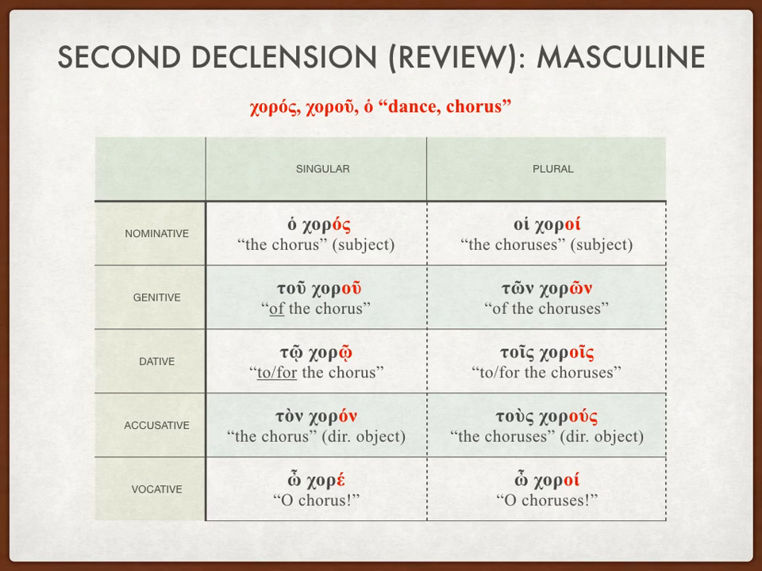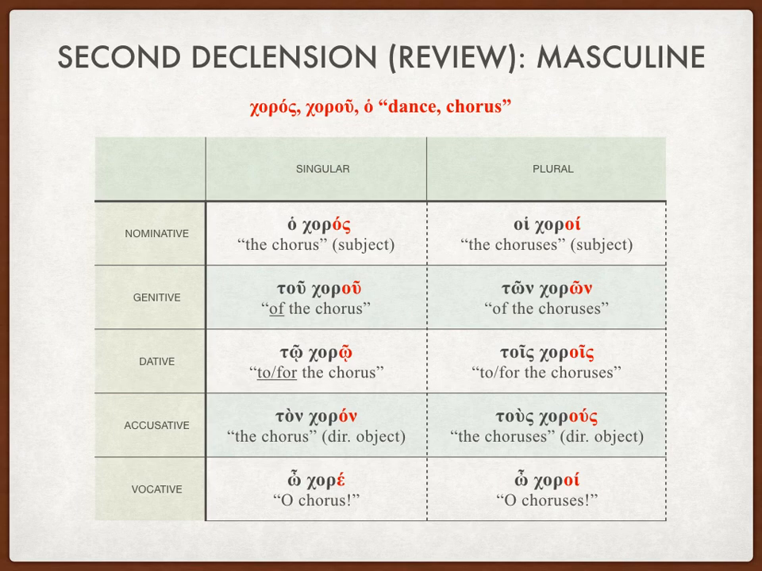Plurals, let's just go through them really quickly. You've seen some of these before. If it's not just one chorus, but more than one chorus, that's the subject of a sentence, I'll change the article and the ending to hoi choroi, the choruses. The genitive plural is ton choron, of the choruses. That ton ending is very common for genitive plural, as we'll see later.